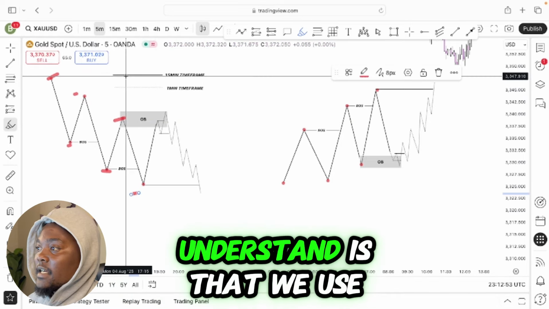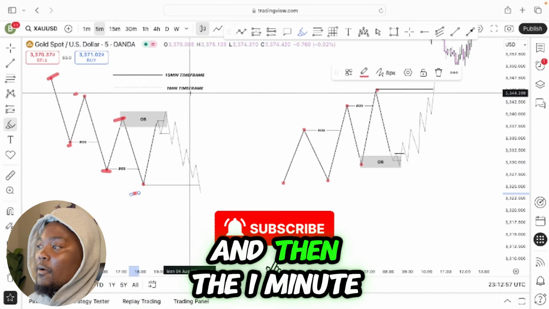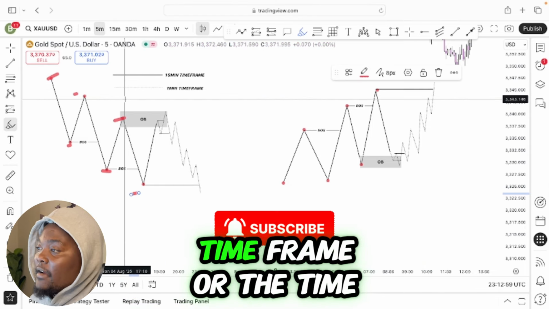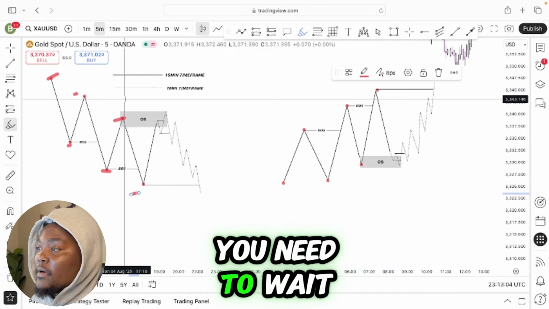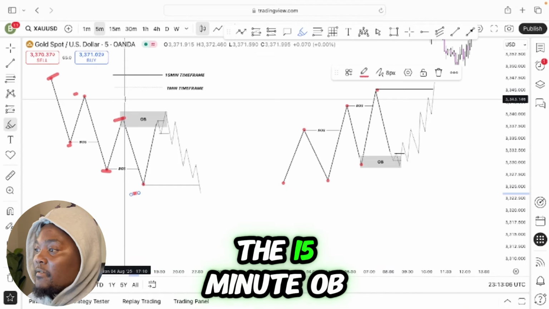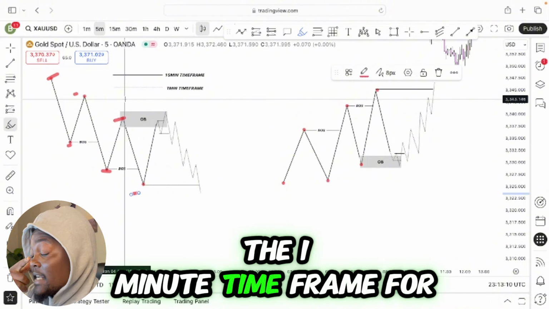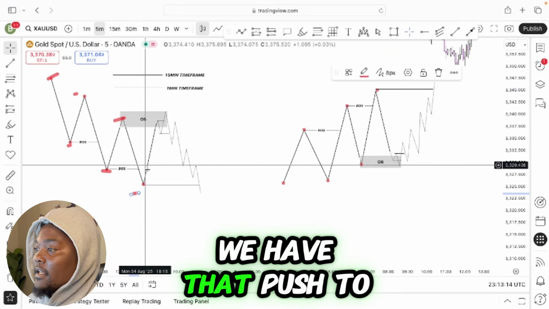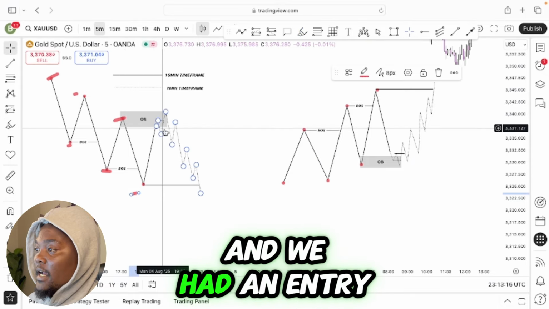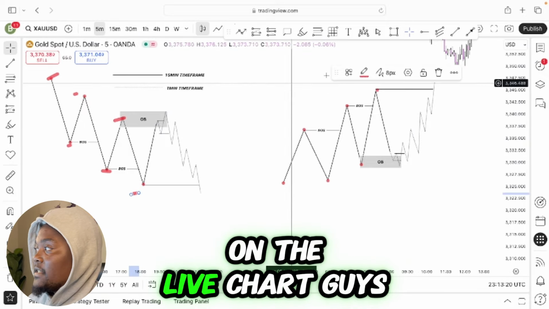What you need to understand is that we use the 15-minute time frame as our higher time frame, and the 1-minute time frame is our entry time frame, the one we use to get confirmations. But you need to wait for price to tap into the 15-minute OB. Then that is when you can switch over to the 1-minute time frame for your entries. As you can see right here, we have that push to the downside, and we had an entry model here that I'm going to show you on the live chart, guys.